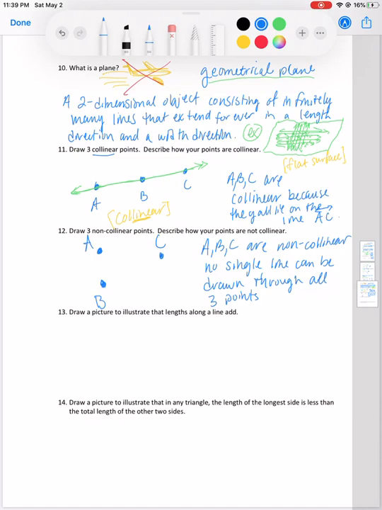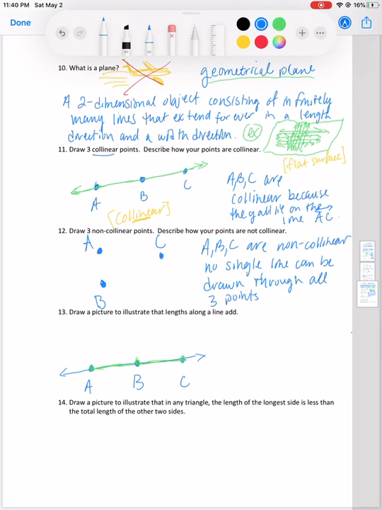It's non-collinear. Draw a picture to illustrate that lengths along a line add together. Okay. So I'm going to draw a picture with a line and 3 points, A, B, and C. The 3 points will be sufficient to illustrate this principle. Okay, so A, B, and C are collinear. Lengths along a line. Now, lengths mean the segments. Okay, so we're talking about this part right here. This part right here. So we're going to add these segments together. So they're lengths along the line.